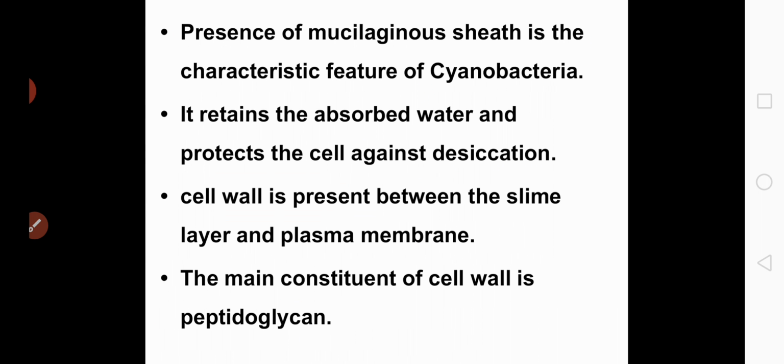Okay. Now cell wall is present between the slime layer and plasma membrane. So next to the slime layer, there is a second region called cell wall, and this cell wall is present between the slime layer and the plasma membrane. The main constituent of cell wall is peptidoglycan. So peptidoglycan is a wall material found in the cell wall of the cyanobacteria. Am I clear?